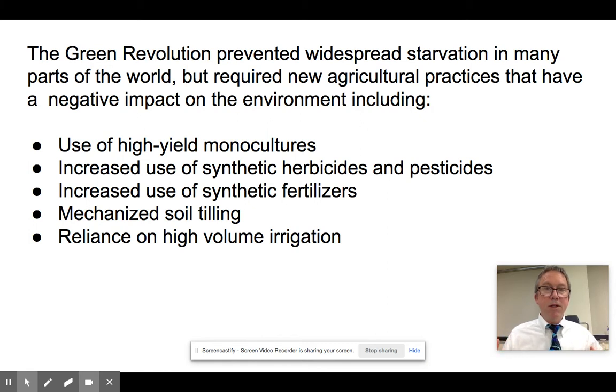Now, in order to do this, they had to rely on an increased use of synthetic herbicides and pesticides to protect these crops. They had to use more synthetic fertilizers to get them to grow. It required the use of machinery in order to till the land to prepare it to take the seeds, and also relied on a lot of water. I mean, a lot of water to get these plants to grow. Now, it worked. We saved a lot of the world from starving to death, and it actually led to a lot of development in the world, which has been very beneficial. But it came at a cost. And so let's just look at what that is.